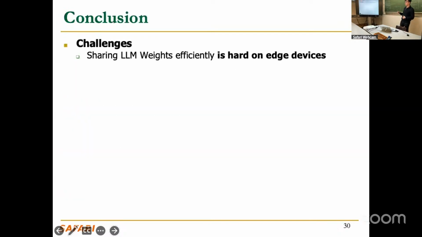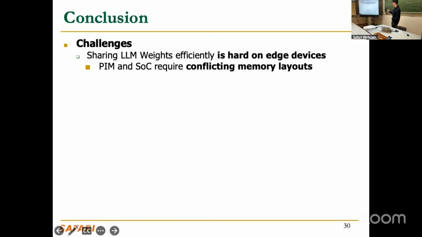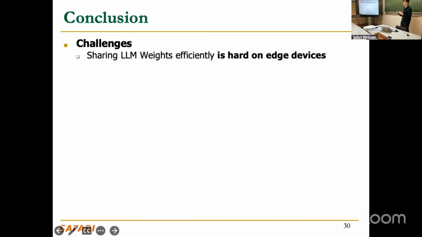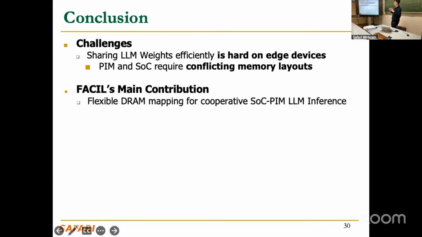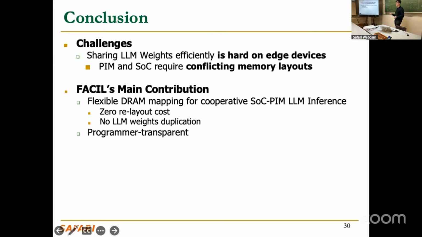So first of all, reiterating the challenge: in the paper, they want to solve this problem of sharing LLM weights efficiently on edge devices between PIM and SoC. And they report that it's a hard problem, remember, because both the PIM and the SoC have conflicting memory layouts. The main contribution in the paper is that they come up with this flexible DRAM mapping for cooperative SoC-PIM LLM inference, while removing the relayout cost completely, requiring no LLM weights duplication, all of this while still keeping the programmer transparency, meaning that there's no code that has to change at the user level side.